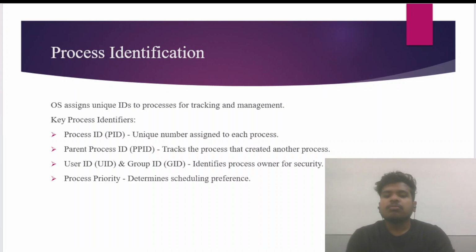After that, we have user ID and group ID, that is UID and GID. They are used in multi-user systems to identify the owner of a process. It ensures security by restricting process access based on user permission. Then we have the process priority. It determines which process gets CPU time first. It means that higher priority equals faster execution.